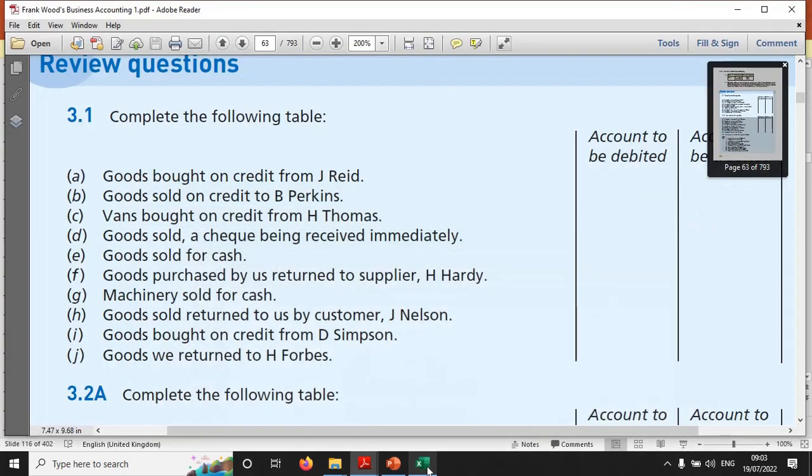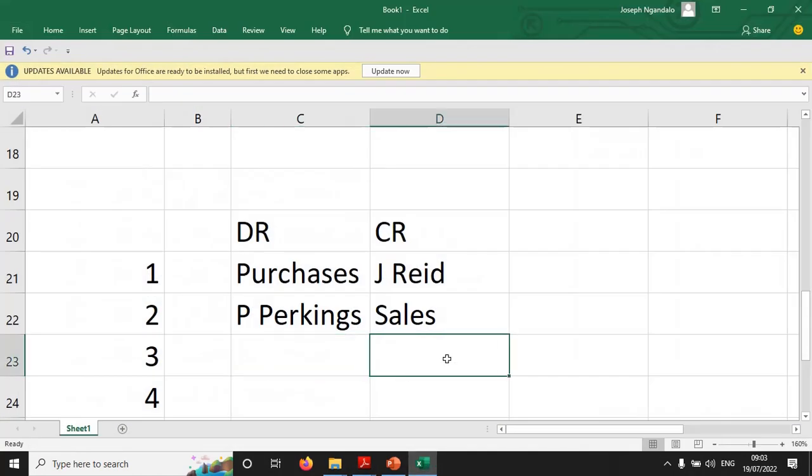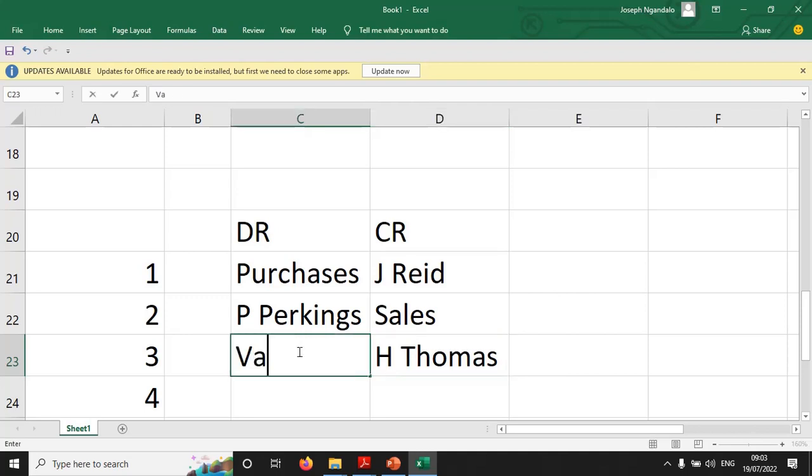Next, vans bought on credit. From who? Now they have mentioned another specific asset, vans. So what is H. Thomas doing? So what do we do with the givers? The other side, what do we put? Van. You understand that? No one from this class should fail. Next.